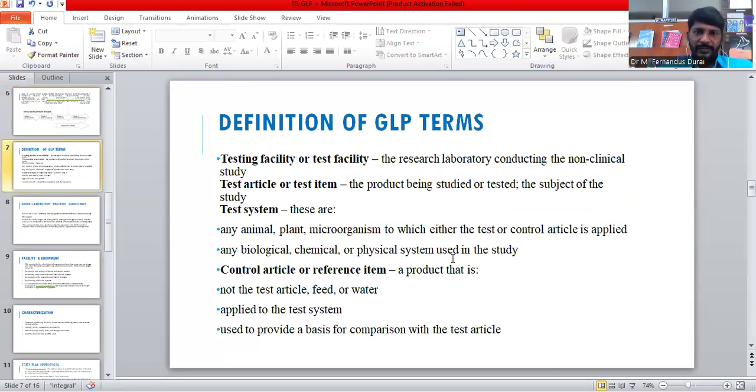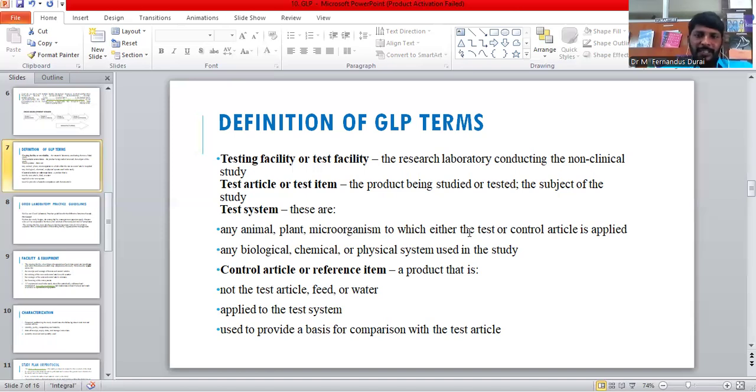So the definitions of GLP terms. The testing facility or test facility is the research laboratory conducting the non-clinical study. And the test article or test item is the product being studied or tested, the subject of the study. So which subject are we going to study? In that regard, the article should be tested. The test system is any animal, plant, or microorganism to which either the test or control article is applied.